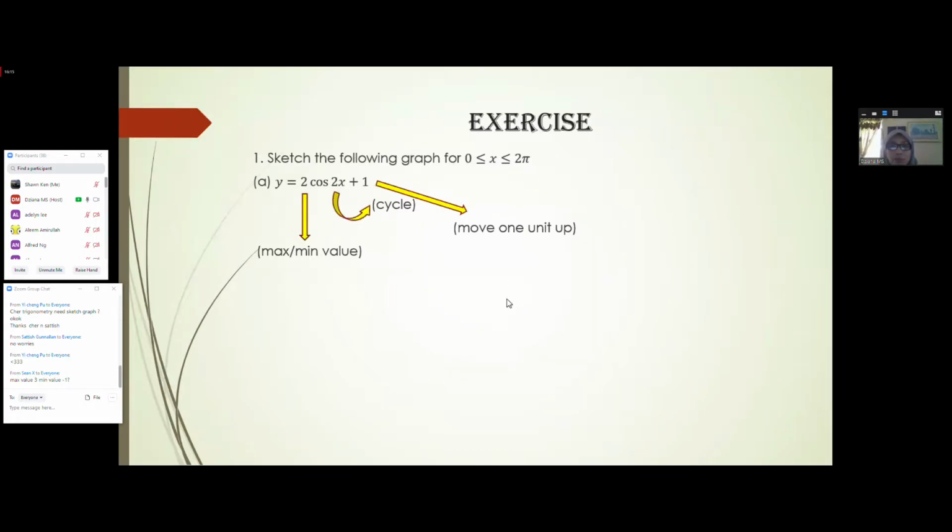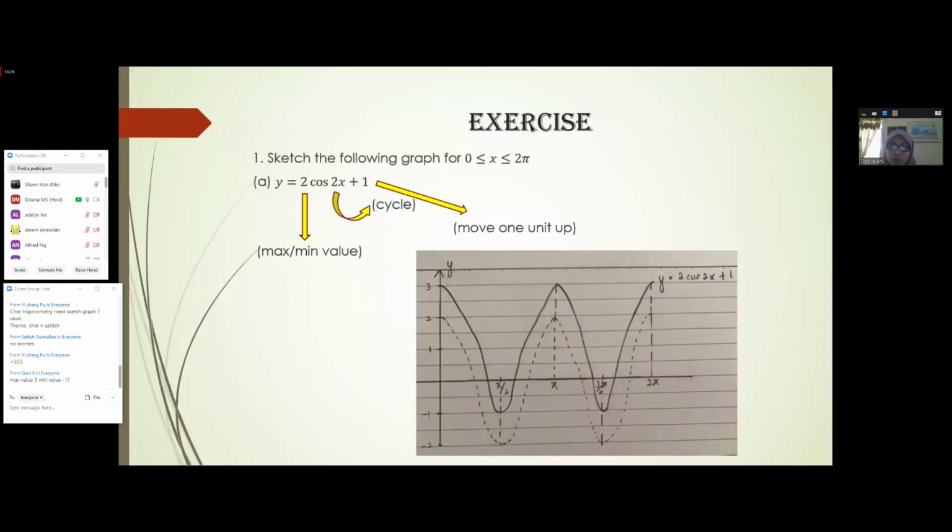All right, this is my graph. Please compare with your own graph. The dotted graph, this one you can see, right? This one is before I plus 1. So when I plus 1, it shifted up 1 unit. So the one with the solid line here is my final answer. In your exam, do not draw the dotted line. This one is just to show you.